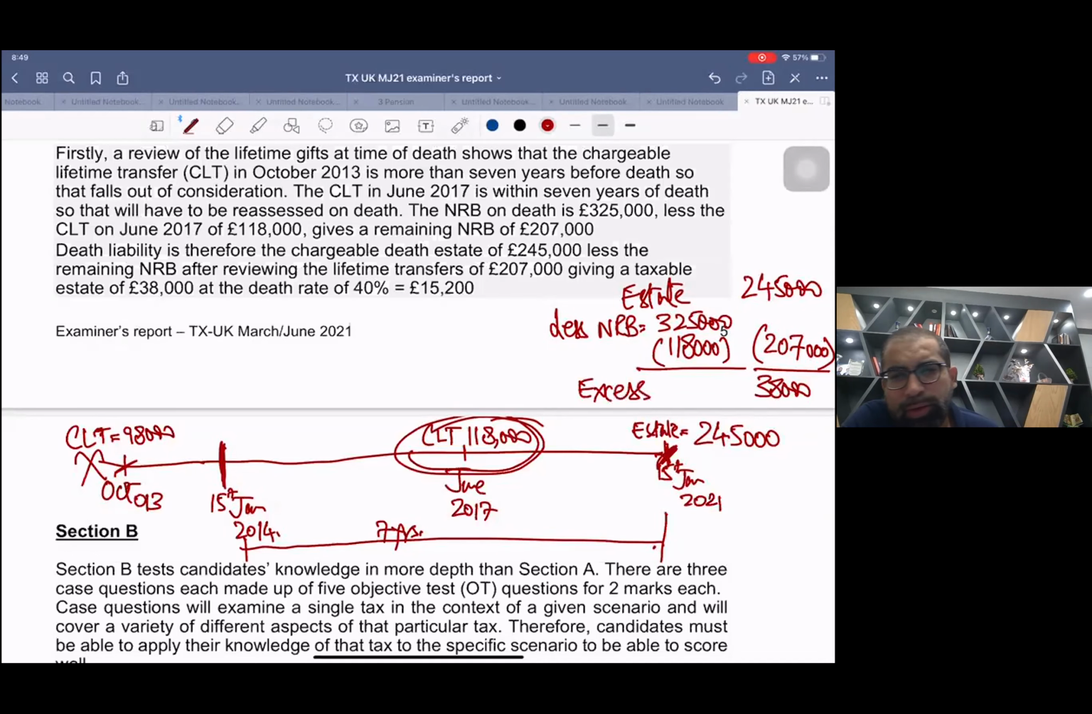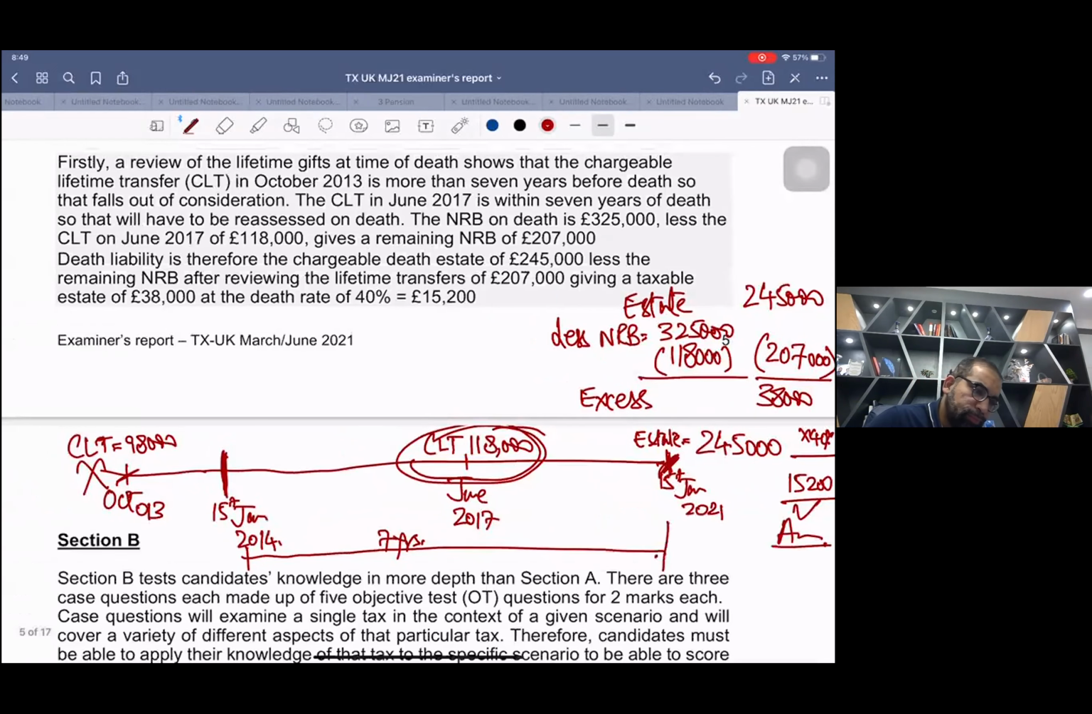For death tax, there is only one tax rate, which is 40%. So 38,000 times 40% is 15,200. This is your answer. You can check it.